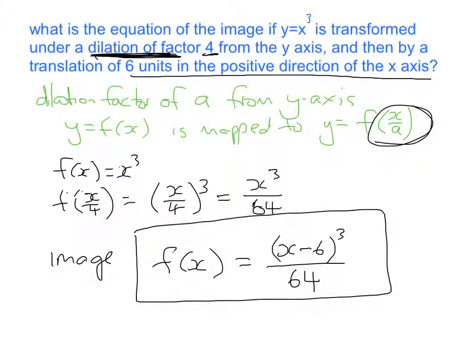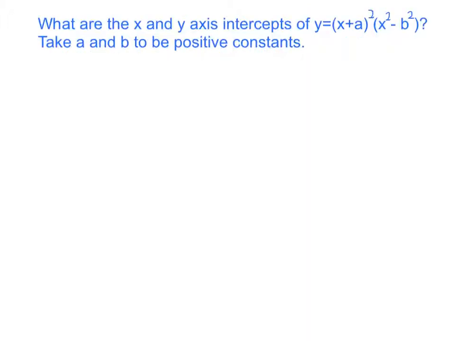So this bit here is dealing with the translation, or the shifting, and this bit here is dealing with the dilation, or the stretching. Okay, on to the next question.